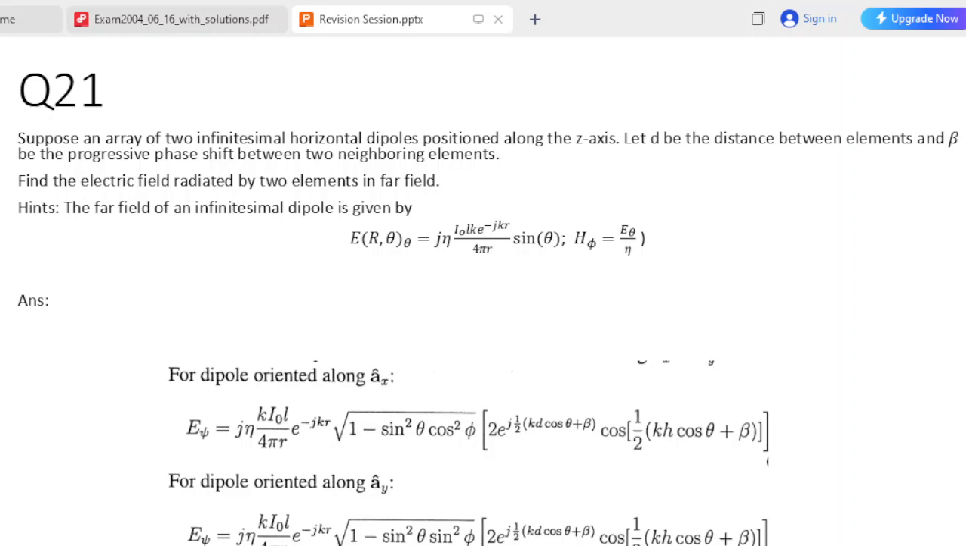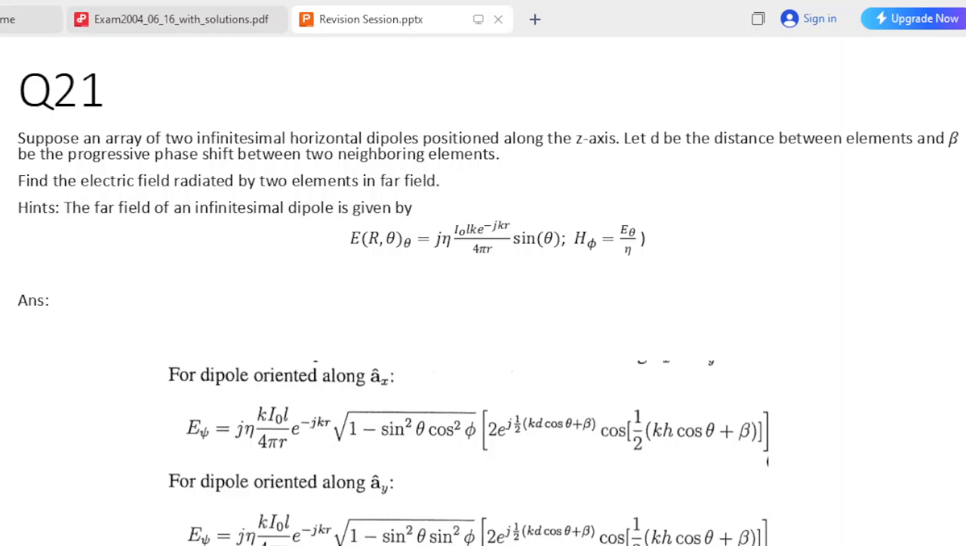Okay, so we have an array of two infinitesimal horizontal dipole antennas positioned along the z-axis. The distance between the two antennas is d, and beta is the progressive phase shift.